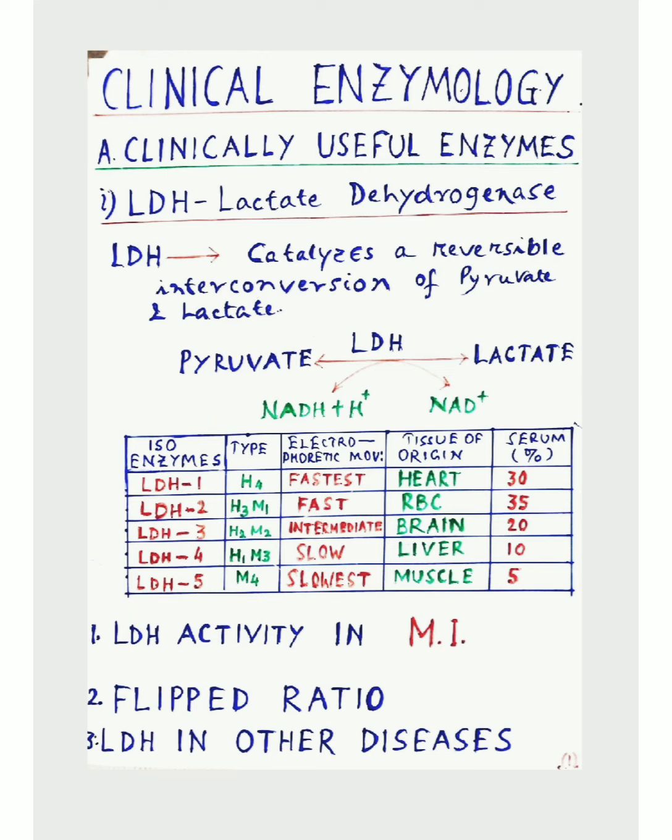LDH in other diseases: in liver diseases with hepatocellular damage like hepatitis, usually LDH4 and 5 rise more. In hemolytic anemias, LDH2 rises more. In muscular dystrophies, LDH5 rises more. And I have shown you the table where you can find the different isoenzymes LDH1, 2, 3, 4, 5, their type, electrophoretic mobility, tissue of origin, and serum concentration.